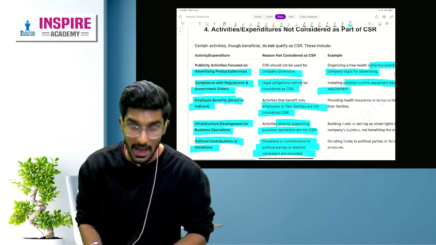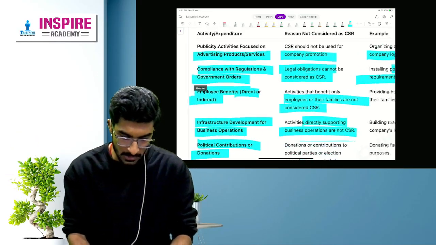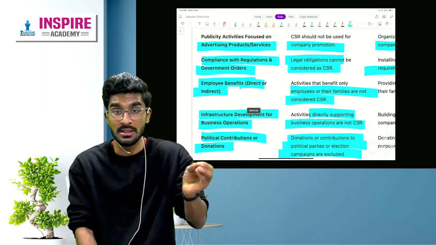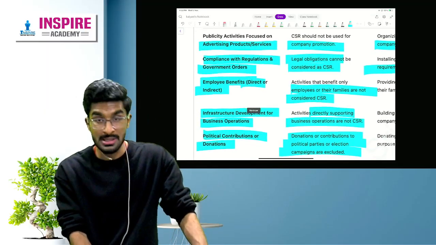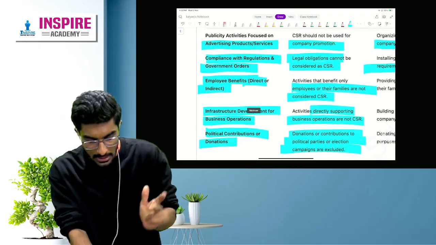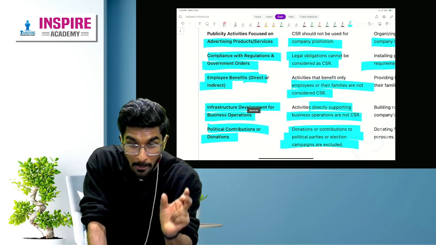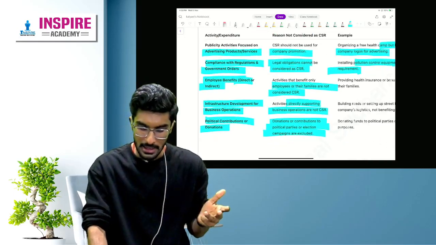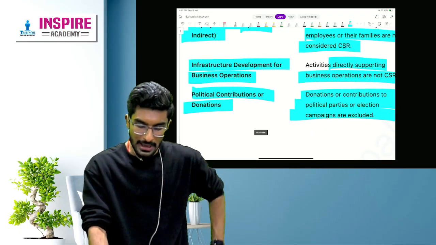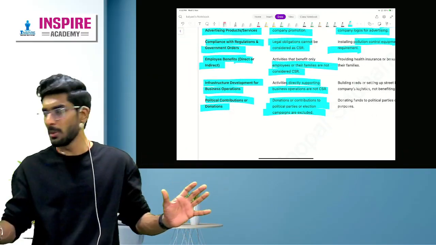So people, if a question is asked in your exam, what expenditures are excluded from CSR activities, you have to mention: publicity activities focused on advertising their product or services, number 1. Number 2 is complying with the rules and regulations that you are bound to follow. Number 3 is employee benefits, because only employees are getting benefit. Number 4 is infrastructure development for business operation. And last is political contributions or donations. You can never call these CSR expenditure, people. Very easy.